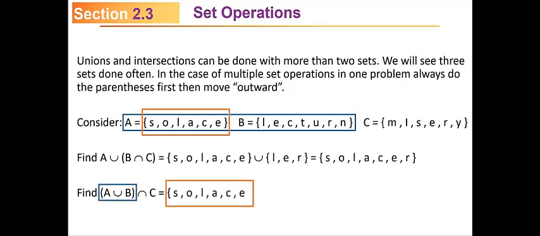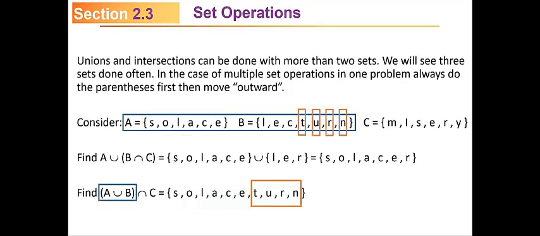So A union B, there's an S, there's an O, there's an L, there's an A, there's a C, there's an E in A. And then when you look over at B, you've already listed some of the letters, but you do have some extra letters that weren't listed earlier, in particular a T, a U, an R, and an N. So A union B is a set containing S, O, L, A, C, E, T, U, R, N.